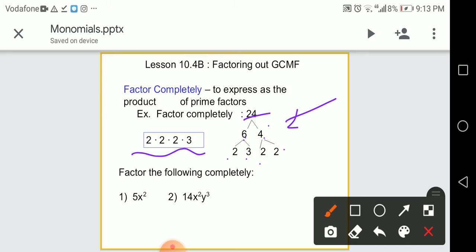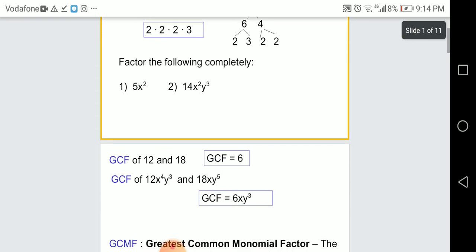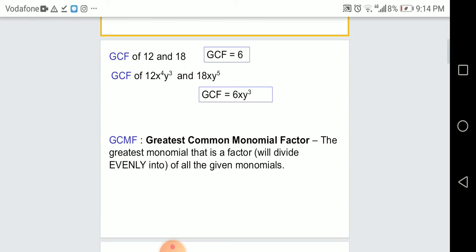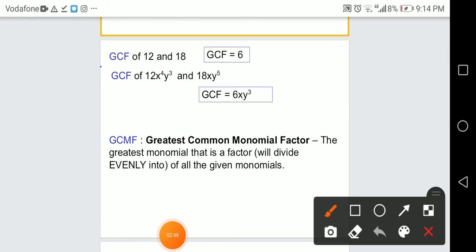Okay? Factor the following completely. The question comes like this. You have variables here. It's very easy. I have here 5x to the second power, and 14x to the power 2, y to the power 3. Let's see what I'm talking about. Remember, my dear students, the greatest common factor. What does it ask me to do, guys?